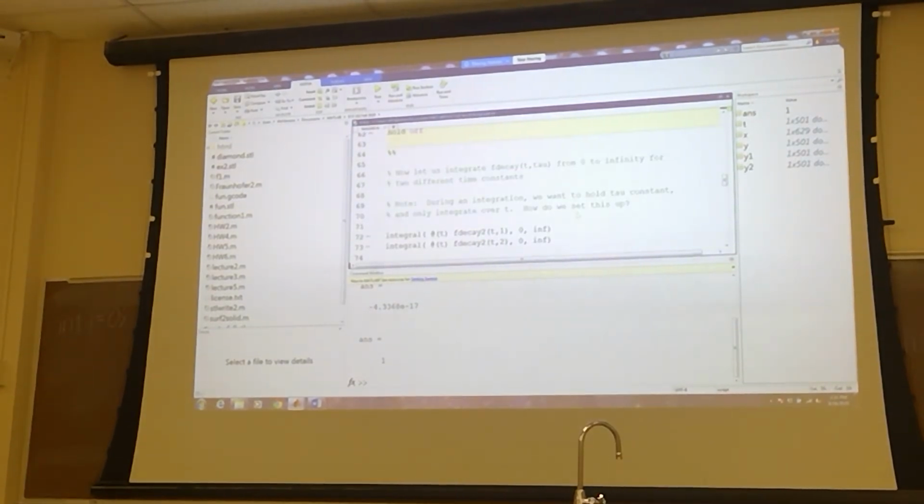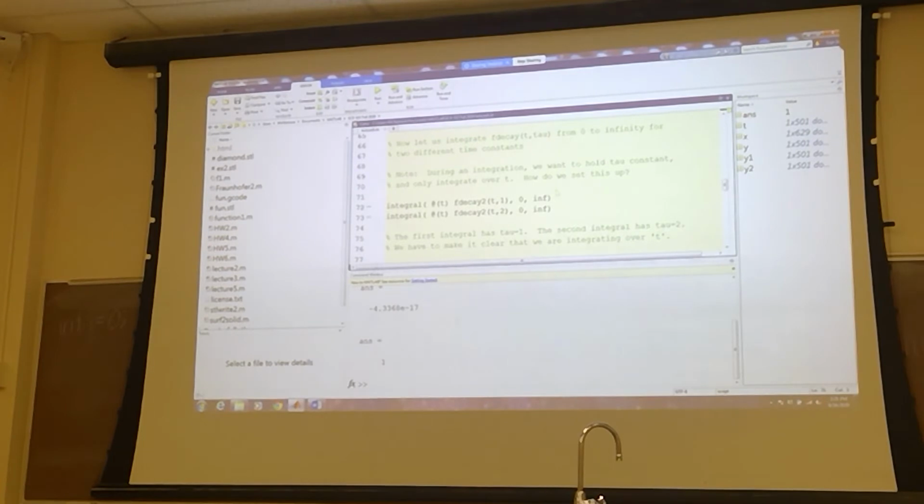Now, how do I integrate things? Ooh, this is the tricky part. So let's just do 2 of them real quick, right? So I'm going to integrate with a time constant of 1, and a time constant of 2. So I'm going to do 2 integrals. The limits go from 0 to infinity. I got an integral statement, but I had two inputs to my function, f decay 2.